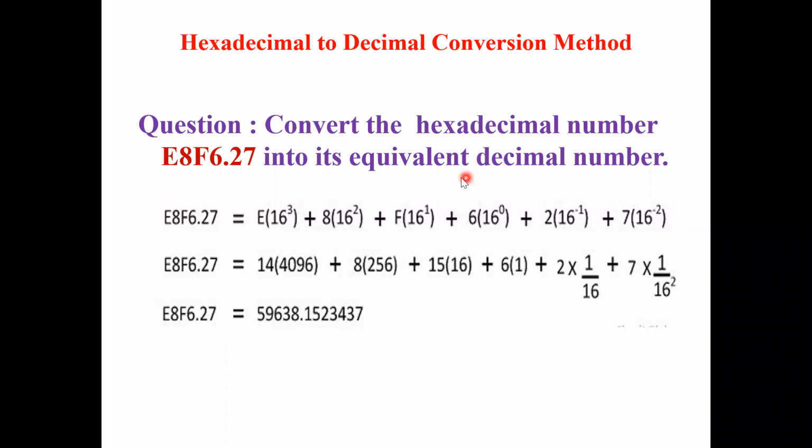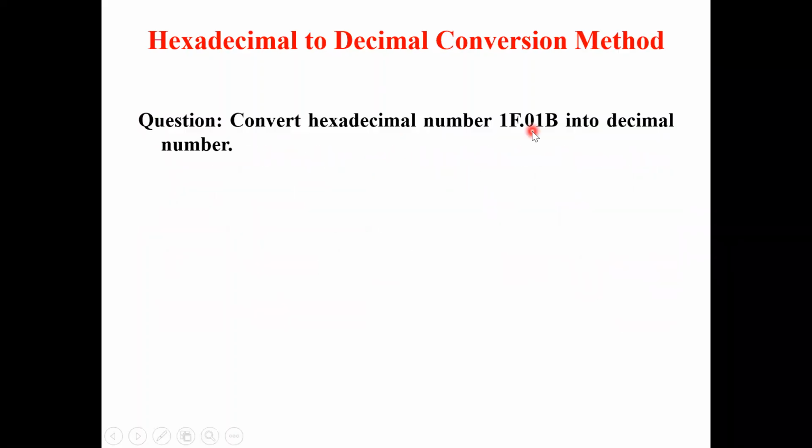Okay, and you converted it into an equivalent decimal number. So I give you more examples. Suppose I give you 1F.01B. This is a hexadecimal number. You convert it into a decimal number. So do this.